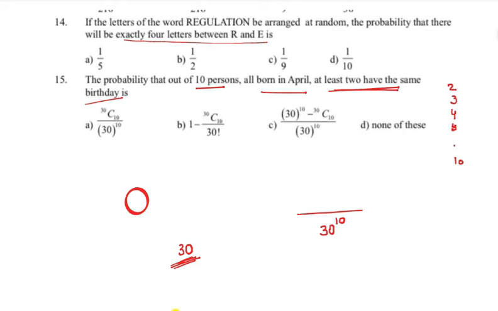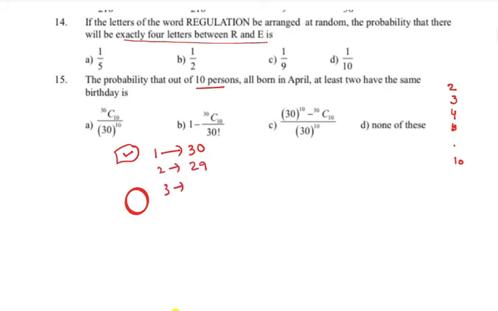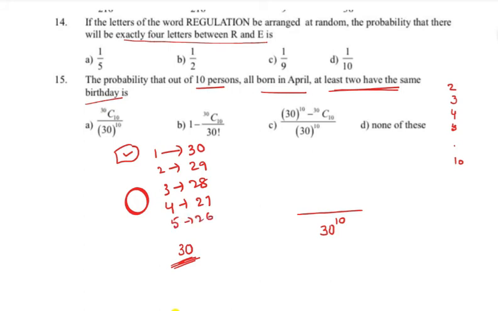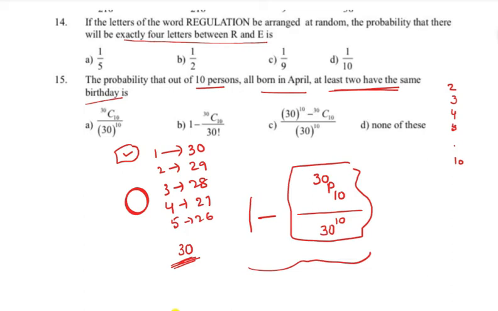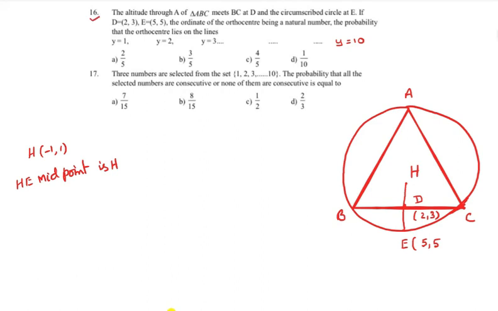Instead of finding that, what I am doing is taking all the 10 persons having different birthdays. That means the first person has 30 options, whereas the second person has only 29 options. The third person has only 28 options, whereas the fourth person has 27 options. The fifth person has 26 options. That's why total 30P10. So this is the answer for no person's birthday coinciding. So the complement: 1 minus this one is the answer for at least 2 having the same birthday. So you can observe this particular question.